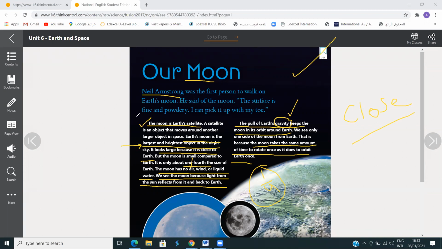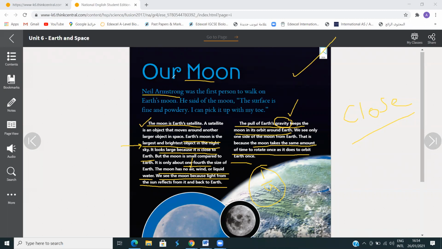So, my students, we said the moon is Earth's satellite. We know why: because the moon rotates around the earth. We cannot say the earth rotates around the moon. No, the moon rotates around the earth. So we can say the moon is a satellite of Earth. A satellite is an object that moves around another object. The first scientist who went to the moon was Neil Armstrong.